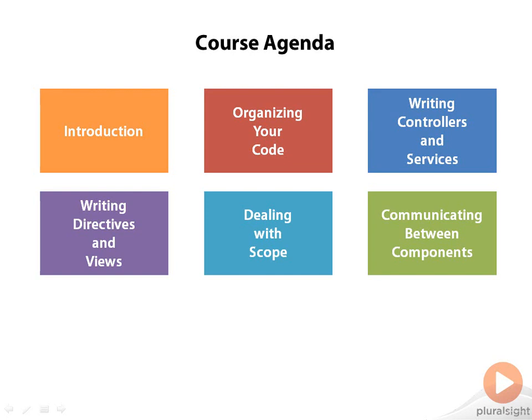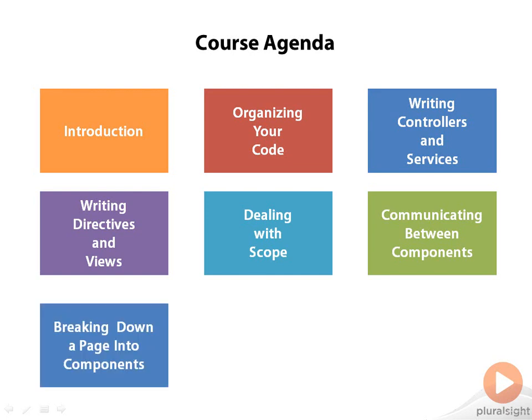The next module will be all about how to get different components in an Angular application to communicate. We'll look at how to use Angular's event system effectively, how to share data on the scope, and how to use services to communicate as well. After that will be the module on breaking down a page into components.